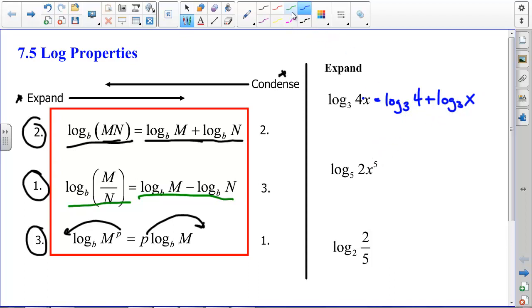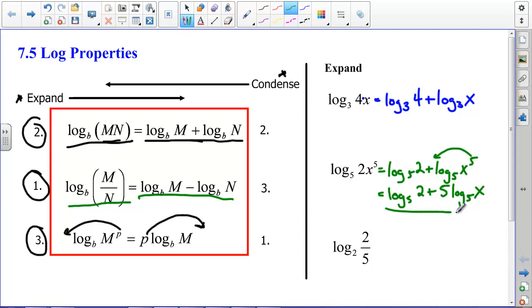Down here, the next one, we have log base 5 of 2 times x to the 5th, so we don't have any division, but we do have multiplication, so I'm going to write it as log base 5 of 2 plus log base 5 of x to the 5th. Log base 5 of 2 I can't do anything with. However, log base 5 of x to the 5th, I can take this exponent and put it out front. When I do that, I actually get log base 5 of 2 plus 5 log base 5 of x. And that's expanded all the way. I can't do anything else with it, and so that's my final answer.